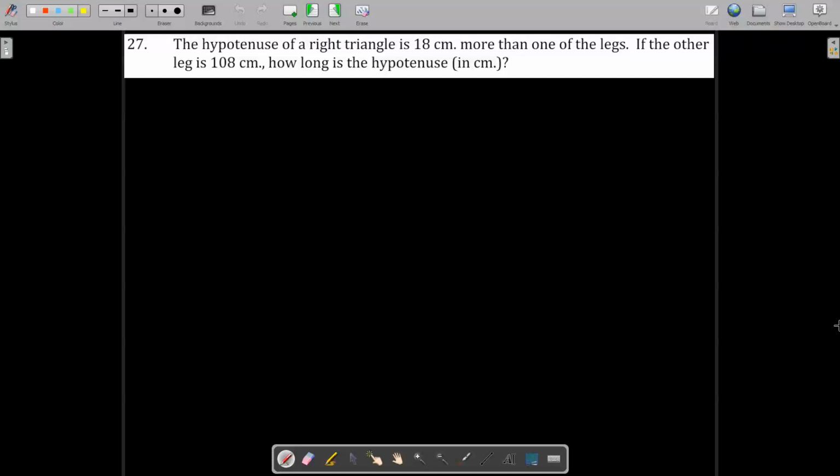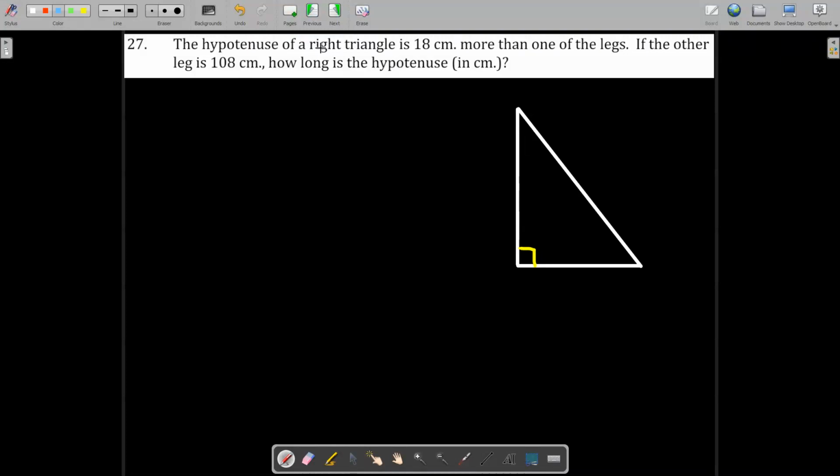Number 27. The hypotenuse of a right triangle is 18 centimeters more than one of the legs. If the other leg is 108 centimeters, how long is the hypotenuse in centimeters? Okay, so we're talking about a right triangle. Let's draw one. Use my straight lines, that way it doesn't have to look all wonky. Okay, so here is our right triangle.